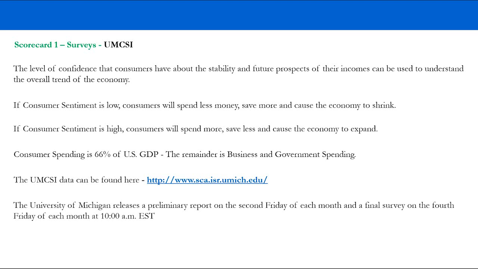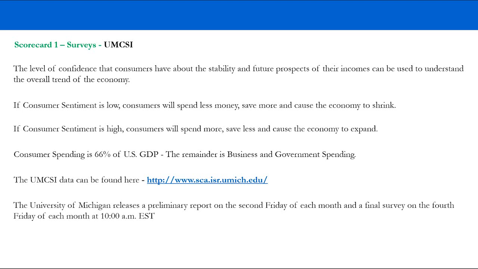And consumer spending is important because it makes up 2/3 of US GDP. And the remainder is business and government spending. So we've got businesses in the private sector. Remember, businesses and consumers make up the private sector. And we've got government spending, which is the public sector. The Michigan data can be found at the link shown here in the presentation. We're going to go over to the spreadsheet in a second, but you can basically cut and paste the URL from the spreadsheet into your browser and you'll find it.